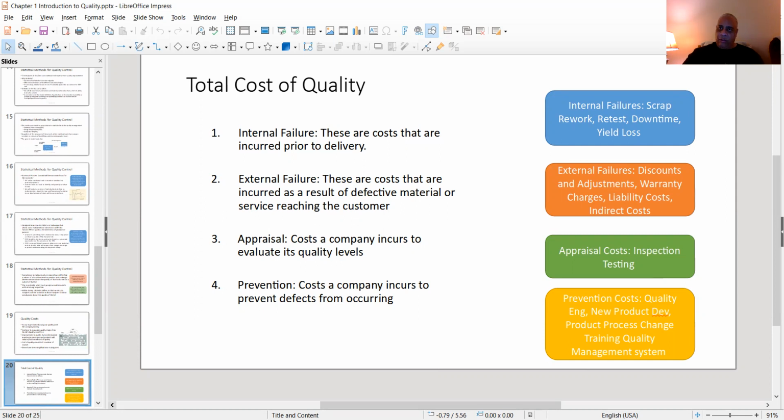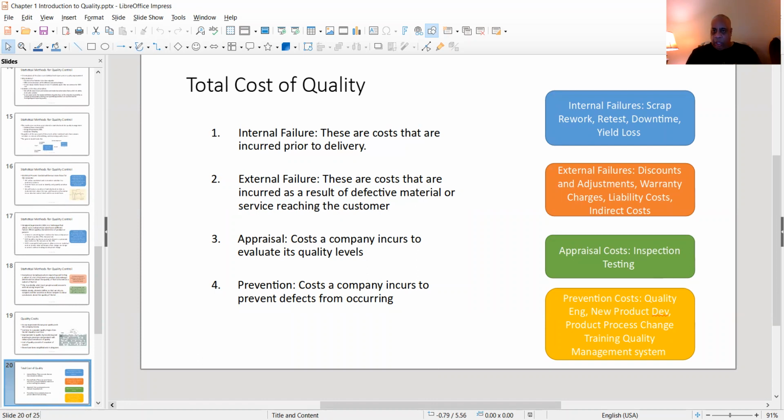Not fixed costs. We have fixed costs and we have variable costs as well, but they're not part of this equation. Then appraisal, which is the cost the company incurs to evaluate its quality levels. Examples of appraisal cost are inspection and testing. And we have prevention, the cost that a company incurs to prevent defects from occurring.